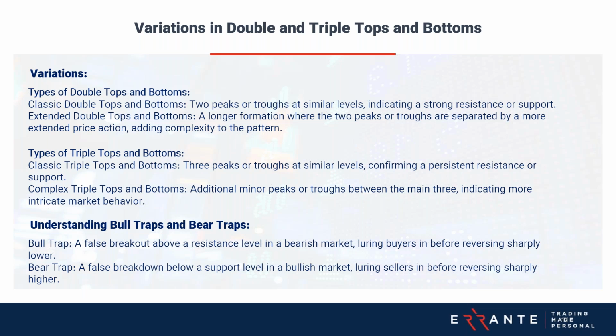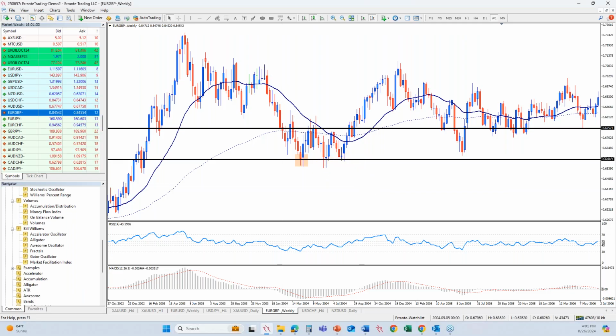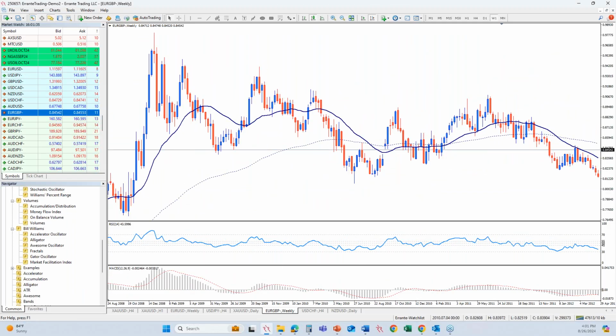Let's discuss this. Recognizing bull and bear traps is crucial because they can lead to significant losses if not properly anticipated. Traps often occur when traders do not wait for confirmation or fail to consider broader market context, which can lead to premature entries and exits. Let's see if we can find a real-time example in the charts here.